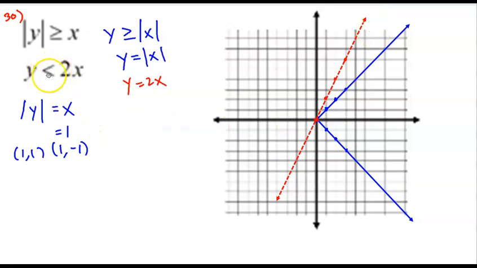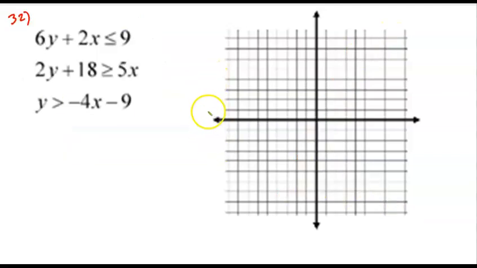The shading for the line is less than, which is below the line. So we already said we'd be shading outside of the V, since greater than is above the line, but red is below because it's less than. So basically you're talking about the area in between. This area between the blue and the red. And there's your answer for number 30.